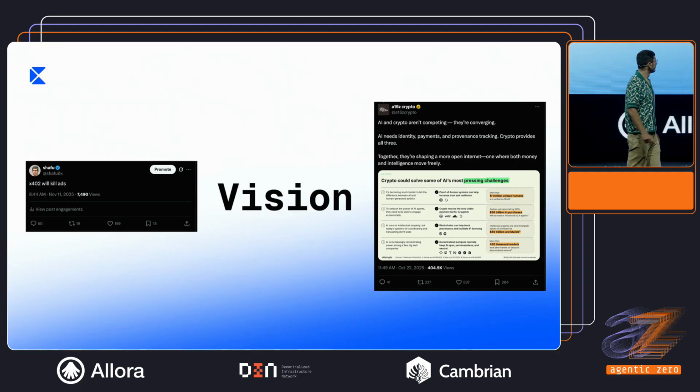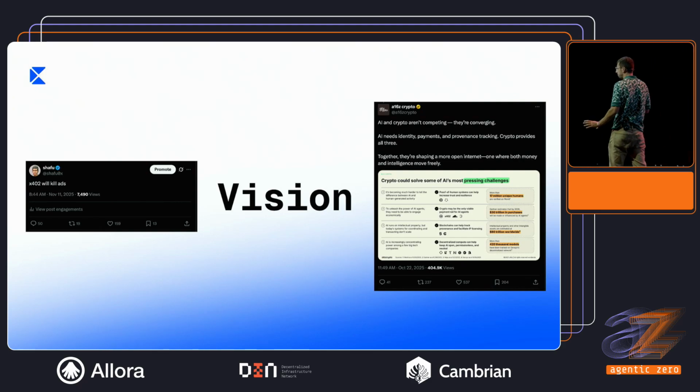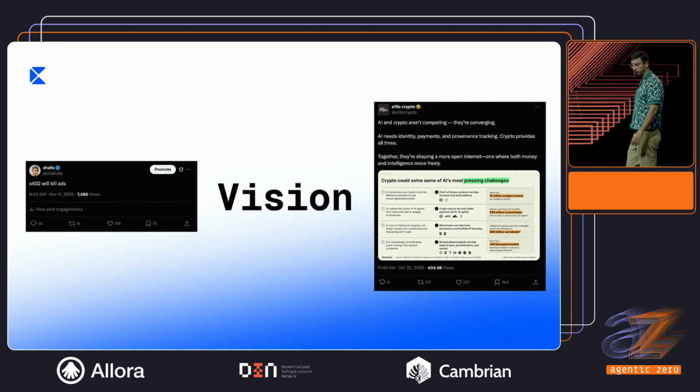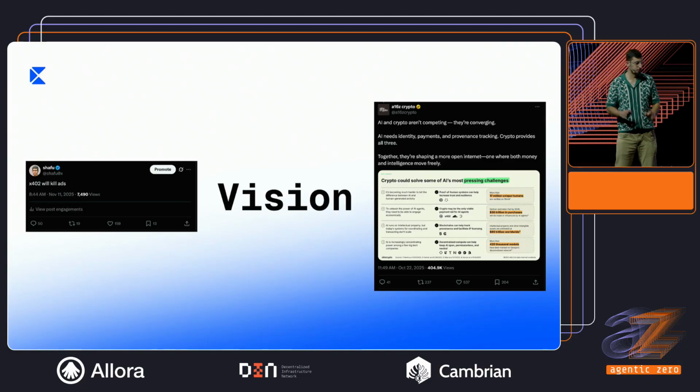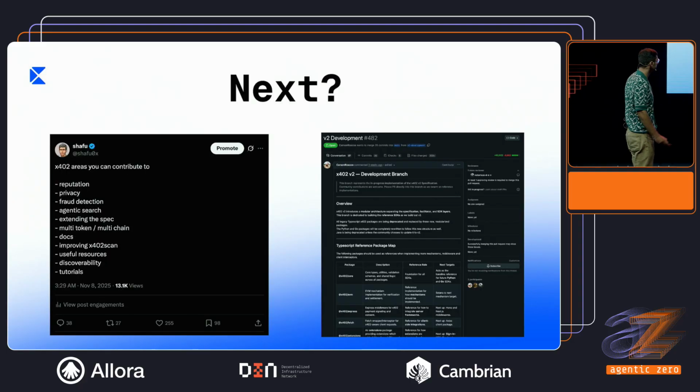Huge potential. The other thing which is cool, A16Z put that out recently, where they say the potential market for x402 is the whole internet. So it's basically trillions, a big number, but it could be a very big thing. So yeah, what's next?